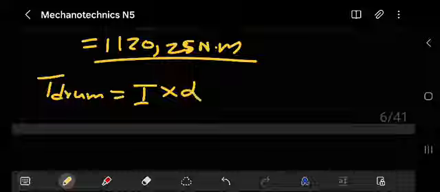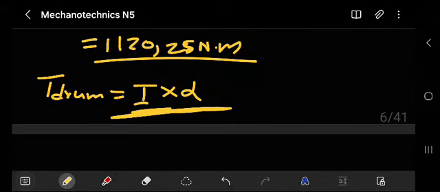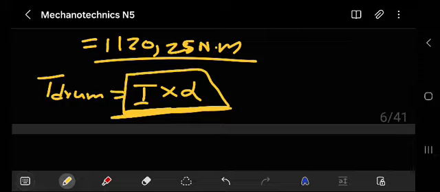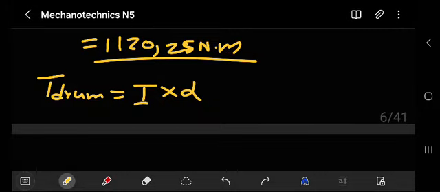Since it's supposed to be like this, guys, provided that you are not given a friction. But if you're given the friction, please add that friction. If you have a friction, it will be like this. But if you don't have a friction, your formula must be like this. Since you have a friction, you say plus the friction on the drum, if you have a friction on the drum.